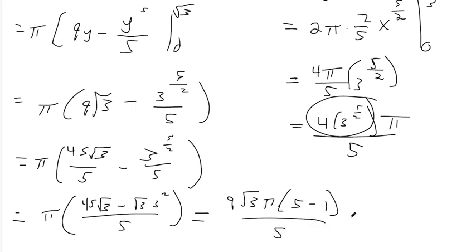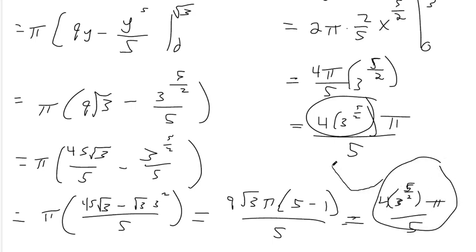So 4 times 9. Oh, here, actually, to get it in the same form, 5 minus 1 is 4. 9 is 3 squared, so 3 squared times square root of 3 is 3 to the 5 halves again. Still got pi. It's over 5. Okay, I did it. I was able to take this, turn it back into that form.